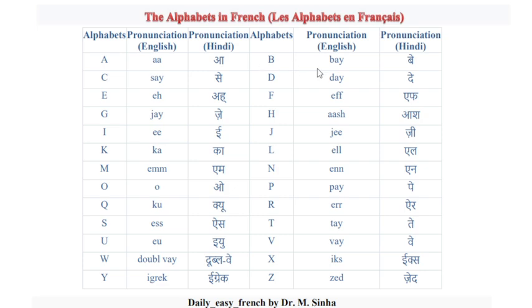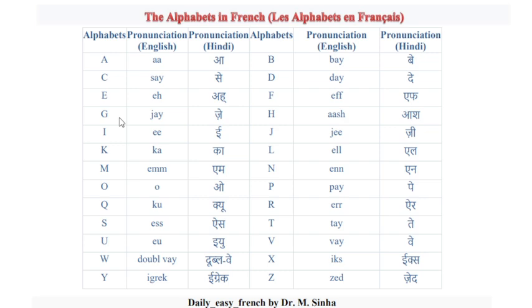Alphabet B. B. Repeat again. B. Very good. The alphabet C. Say. Repeat again. Say. Very good. The alphabet D. Day. Repeat again. Day. Very good.